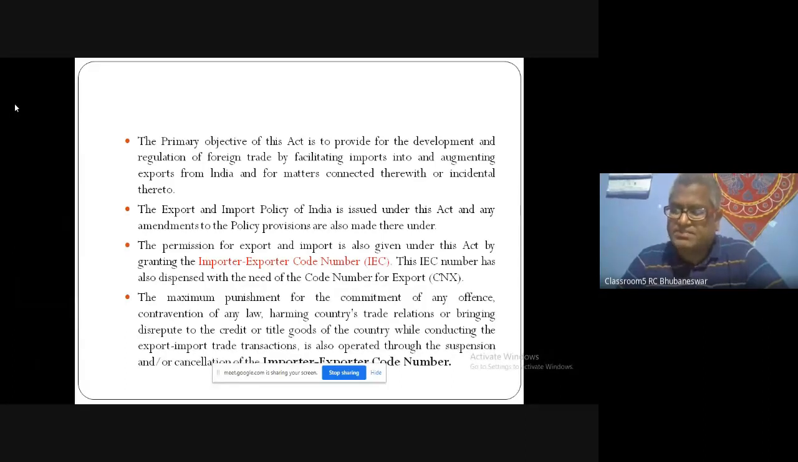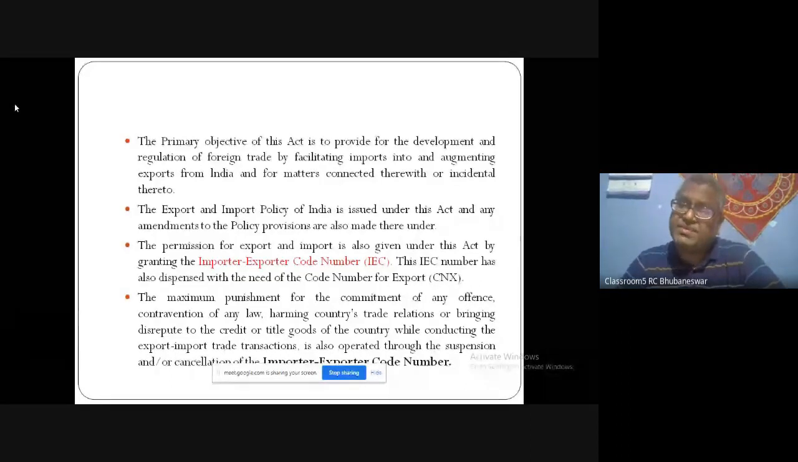Another requirement is membership. After obtaining the IEC number, the exporter or importer should be a member of certain bodies, such as an Export Promotion Council or the Indian Trade Promotion Organization or related organizations. He should be a member. Member means who? The exporting or importing company, or the exporting or importing individual.